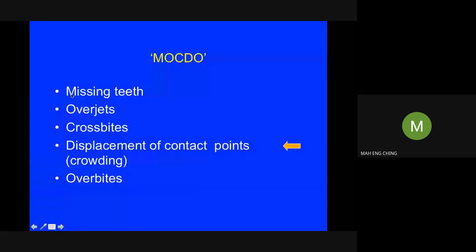Then we come to displacement, which is the second last. You see, according to Mokto, displacement is not the first one to come to mind. It is the fourth. Crowding, like I said, is very common for braces. Every day we deal with crowding. It is not considered the most severe problem. We can easily correct it or rectify it.